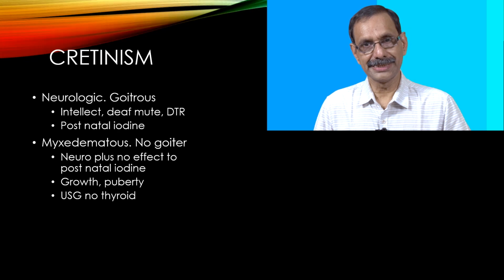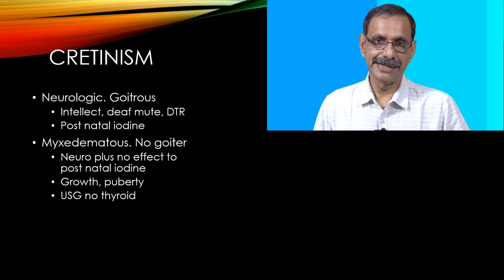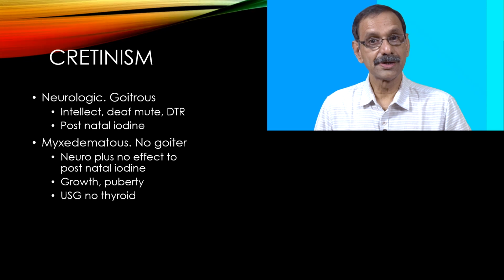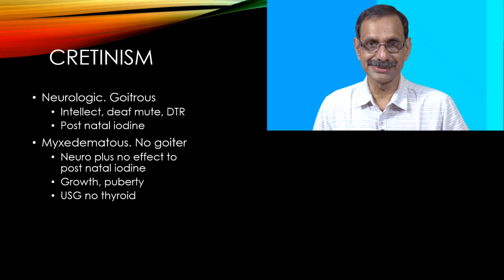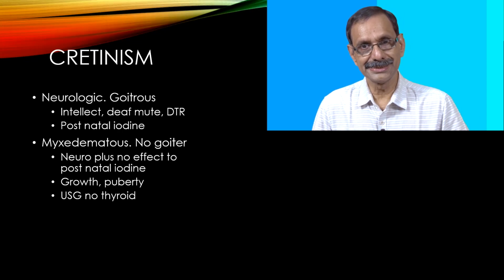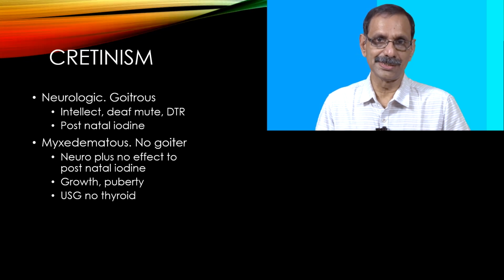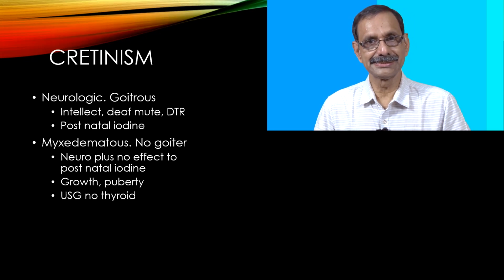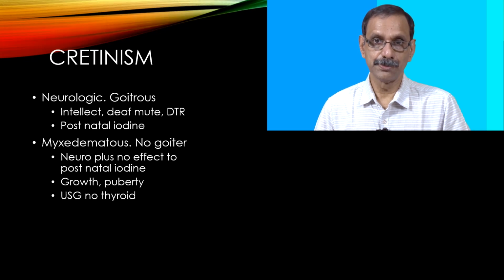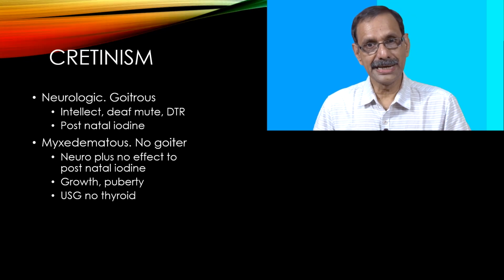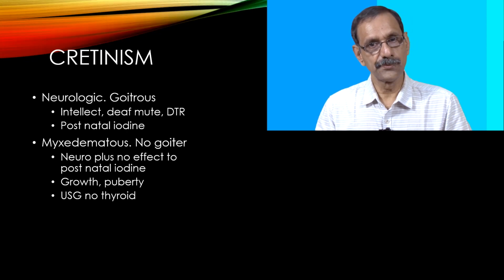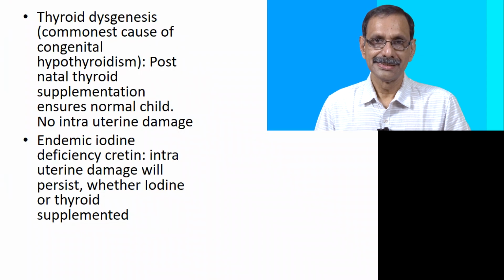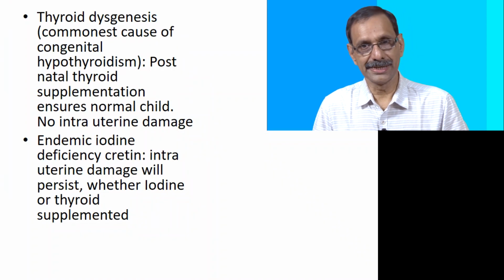Now a myxedematous cretin, if we supplement iodine after birth, will not catch up. Why? Because the gland is not developed at all. So how can it produce thyroxine? This is in contrast to neurological cretin, where the gland is ready to synthesize, only the raw material is not available. So once you give iodine, they will synthesize thyroxine and the postnatal growth will be normal. But whatever damage that is done intrauterine, both in neurological and myxedematous, will remain. That will not be corrected, whether you supplement iodine or thyroxine.